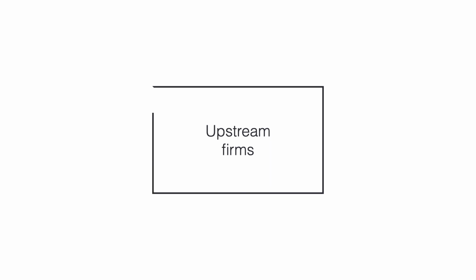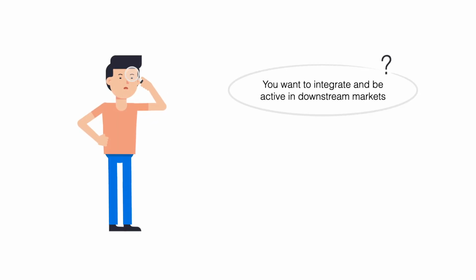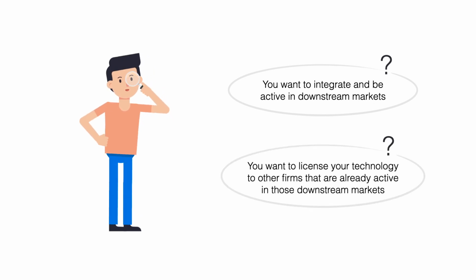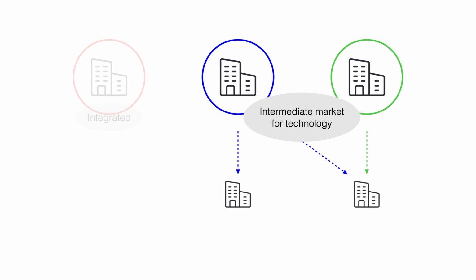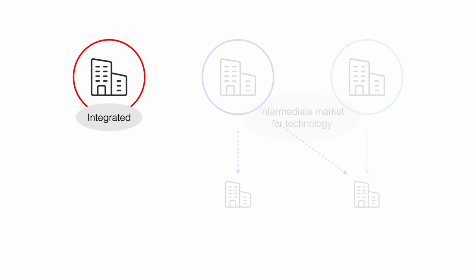Let's start upstream. The big question here is whether you want to integrate and be active in downstream markets, or whether you want to license your technology to other firms that are already active in those downstream markets. Let me elaborate. The red firm is integrated, whereas the green and blue firms are active in an intermediate market for technology and license their technology to firms in downstream markets. Two firms have decided to produce only the upstream technology and sell it in an intermediate market. The other firm has taken the decision to produce upstream technology and supply it directly on downstream markets.